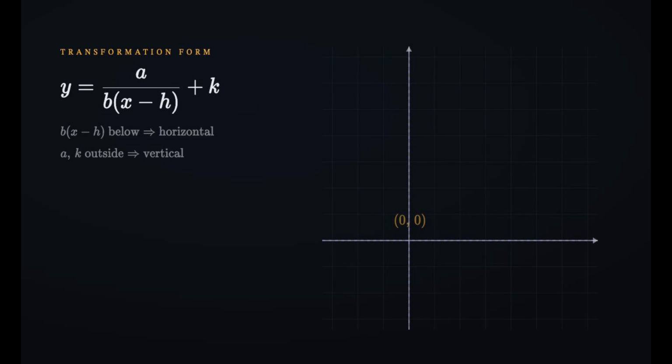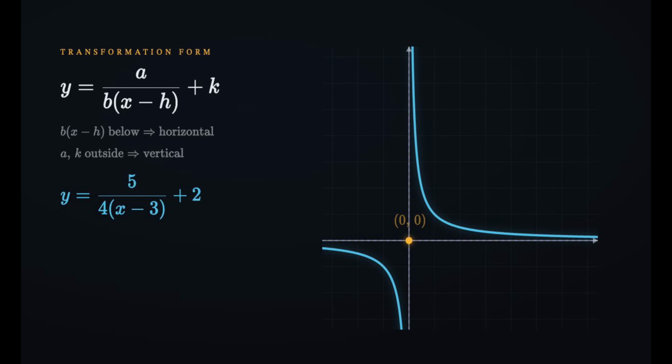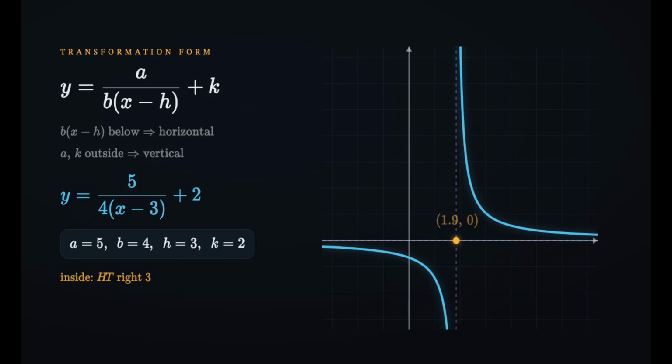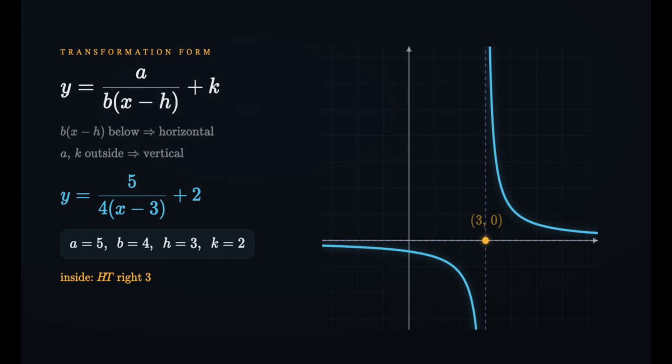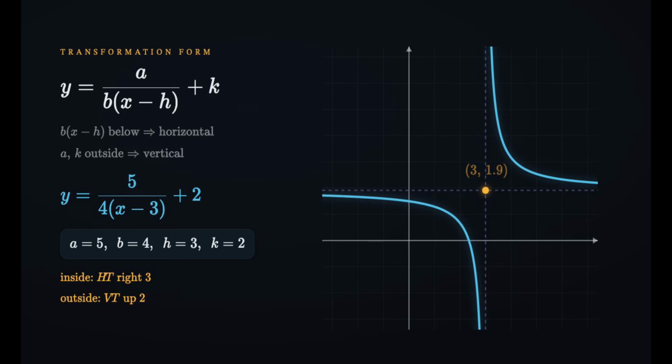Let's look at an example. y equals 5 over 4(x minus 3) plus 2. Reading off the form, a equals 5, b equals 4, h equals 3, k equals 2. The coefficient of x under the line is already factored as 4(x minus 3). So inside we do an HT of 1/4 and then an HT right of 3. Outside we do a VD factor of 5 and then a VT up of 2.